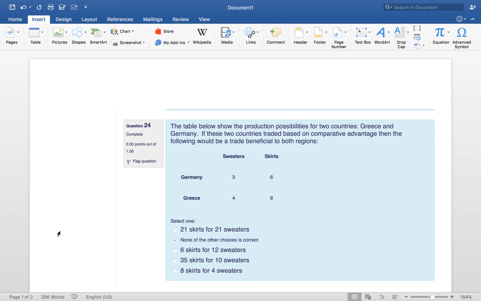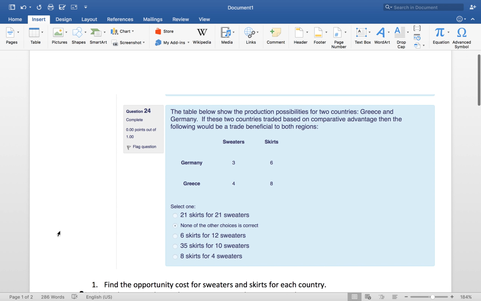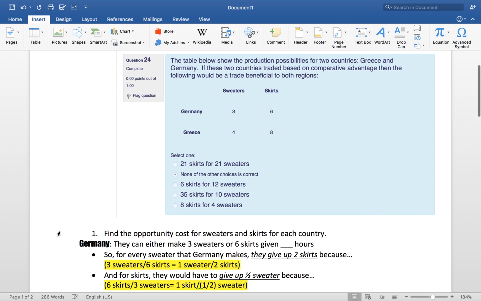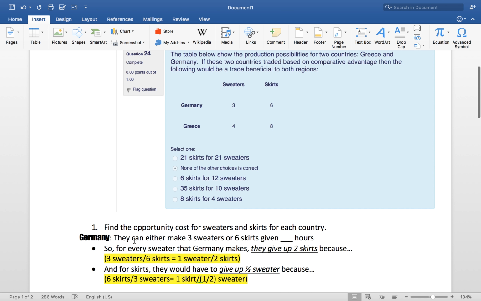All right. So what I did is I found the opportunity cost for each of the countries. I started first with Germany. So, let's start with Germany. According to the chart, they can either make 3 sweaters or 6 skirts, given X amount of labor hours available. We're not going to really care about the hours, so you can scratch that off. But we do know that for every sweater that Germany makes, they have to give up 2 skirts.